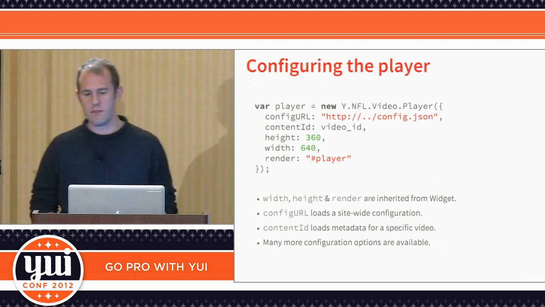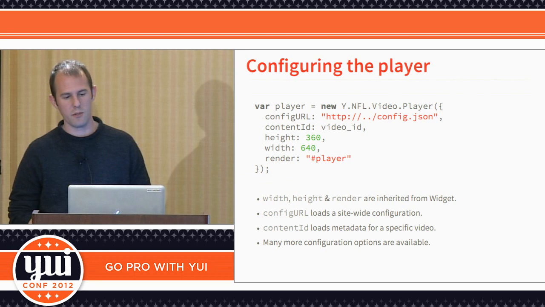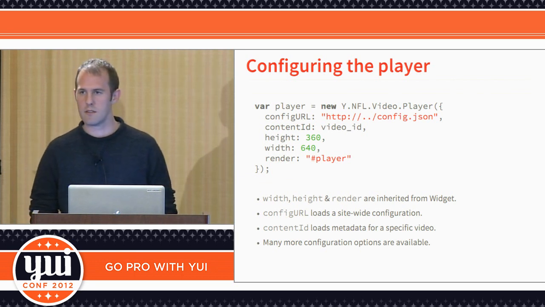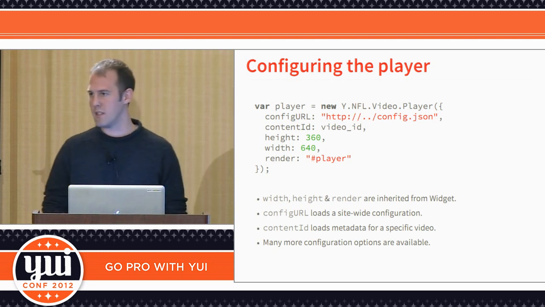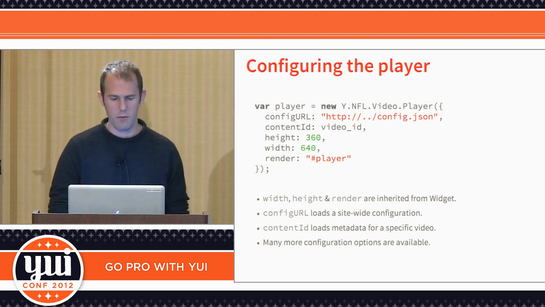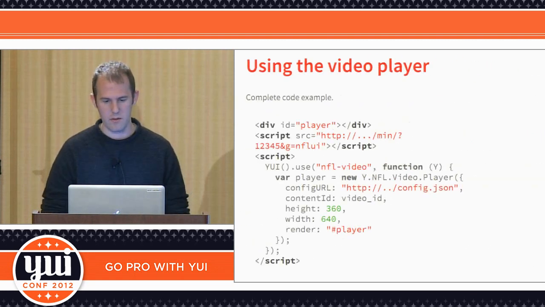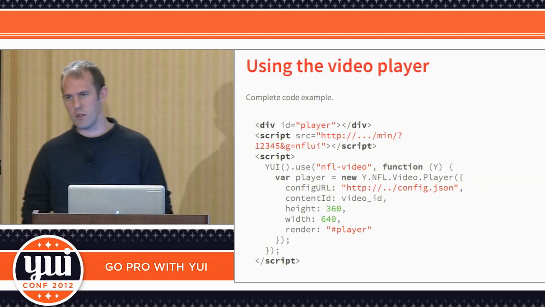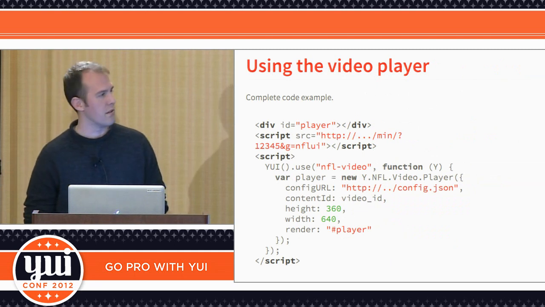Instantiating the video player looks very similar to instantiating a widget. We leverage most of the widget class's configuration properties like height, width, and render, as well as providing some configuration both in terms of global site configuration to work on multiple websites, as well as the specific video ID that the developer wants to play. And we have a few other configuration options available based on some of the business cases of the player. So here's the full code example of what a developer implementing the player on the page would do.